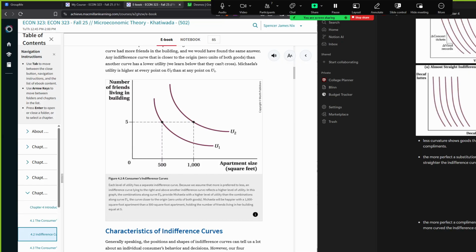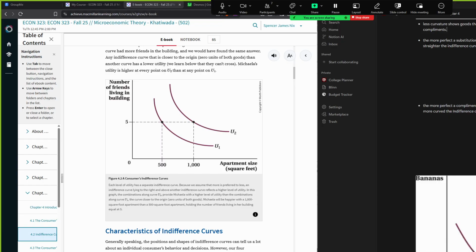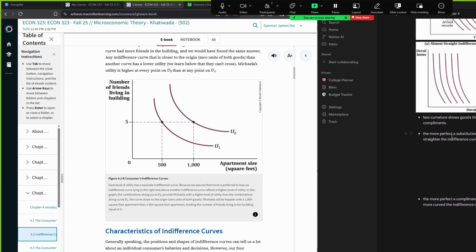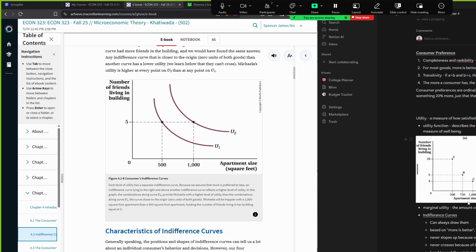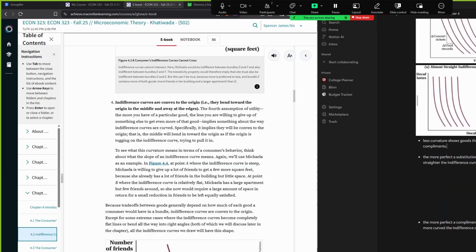And then you see different shapes. Basically, these are the 2 extremes that an indifference curve can be. And it comes with things that are called substitutions and complements. Okay, so I'll pull up one example.